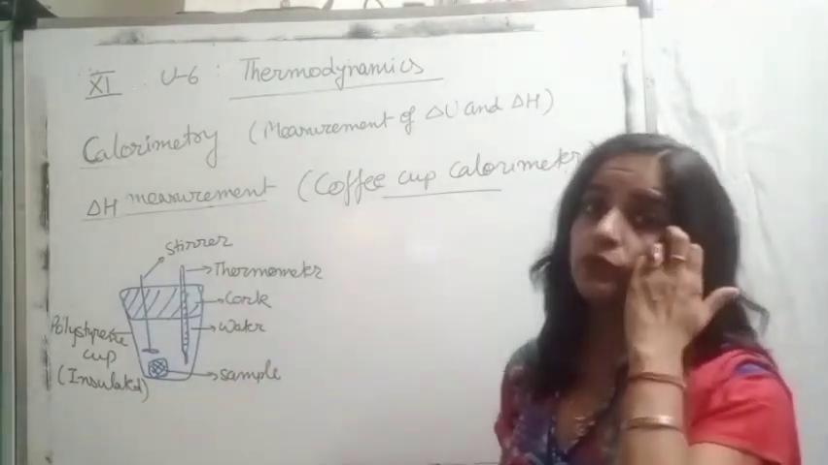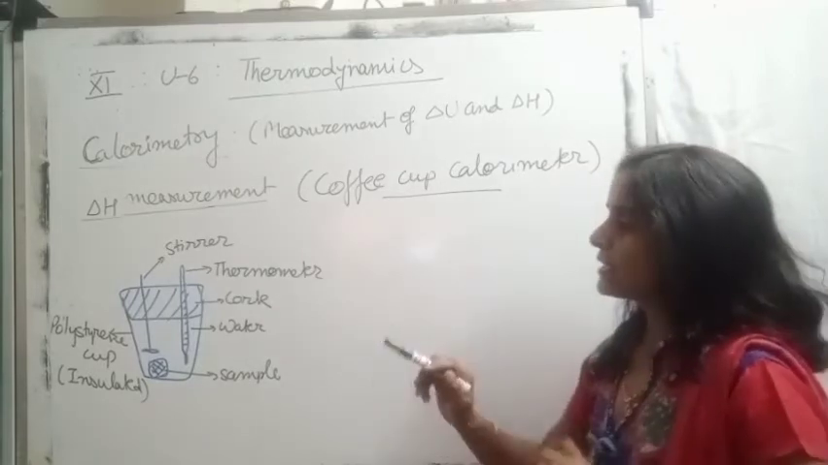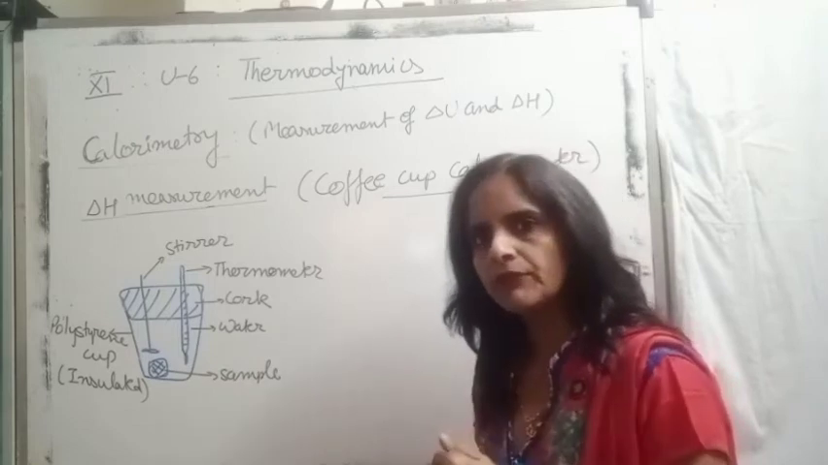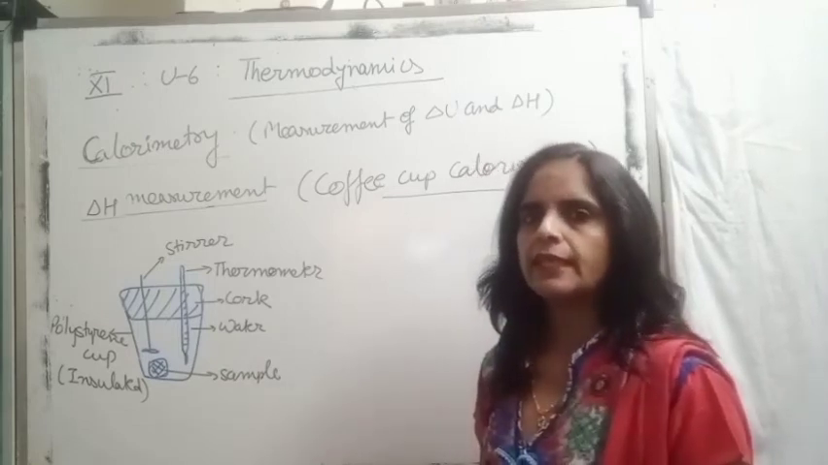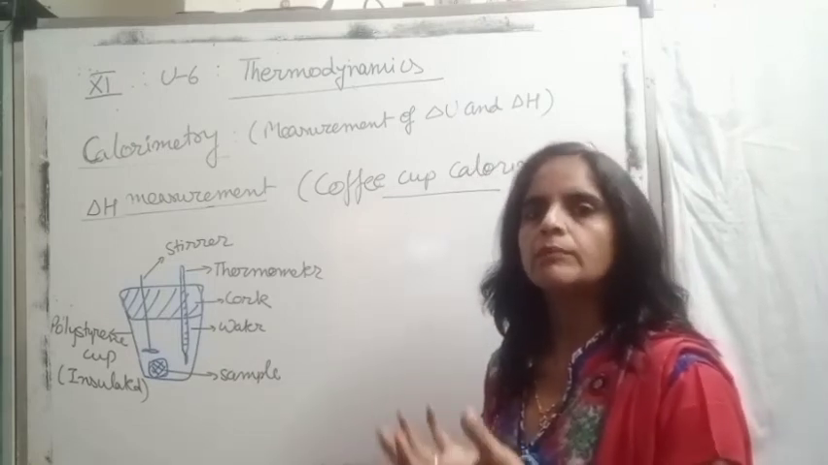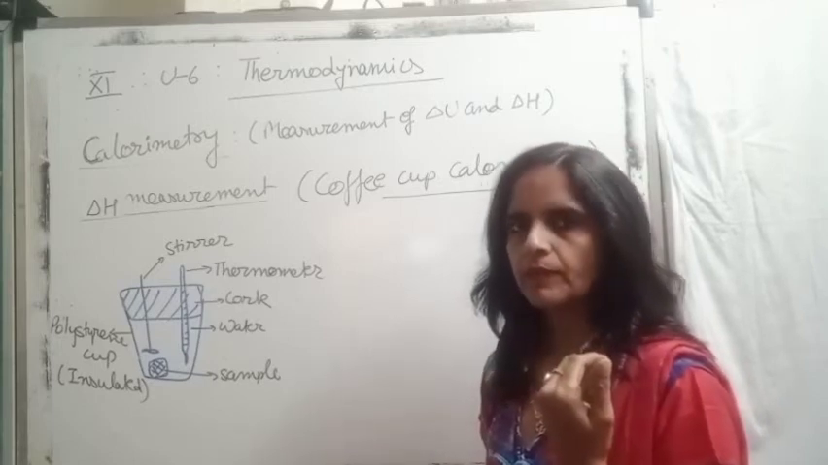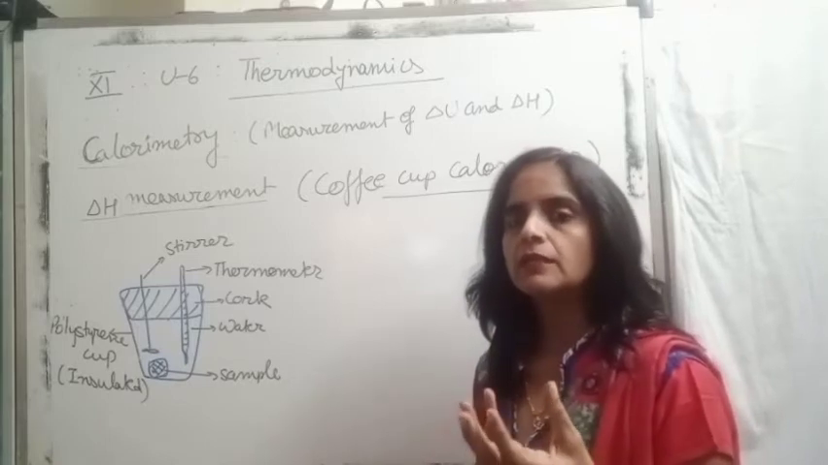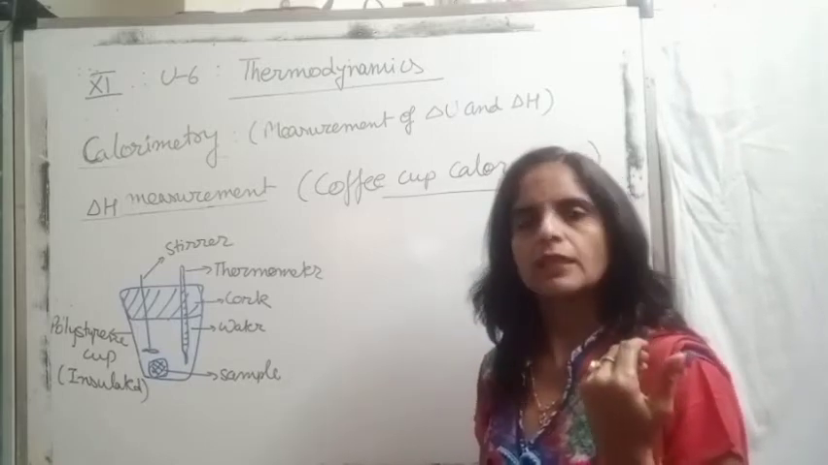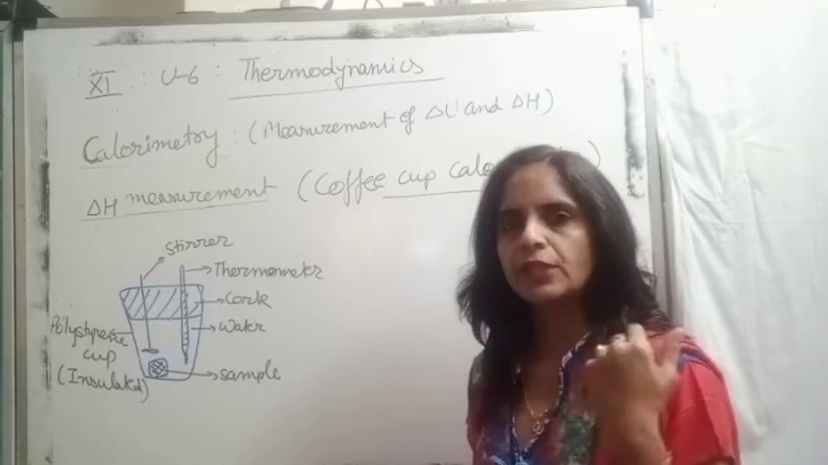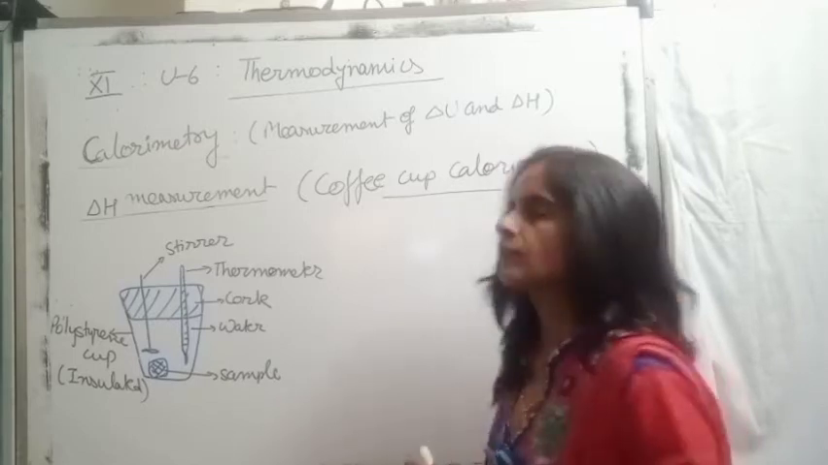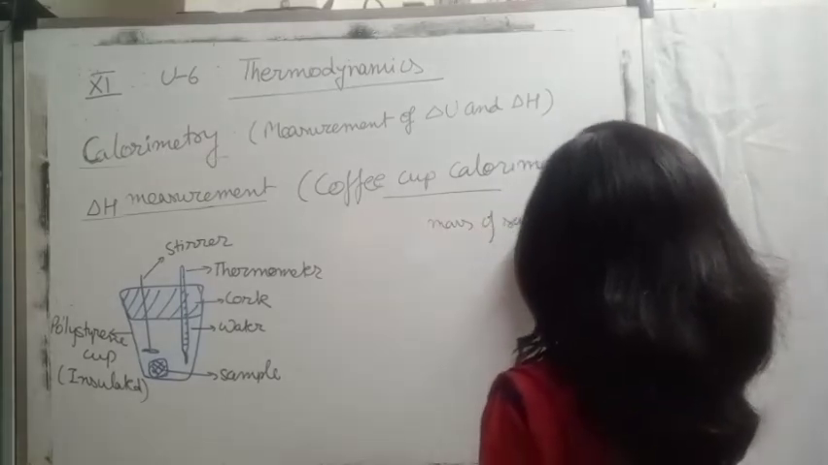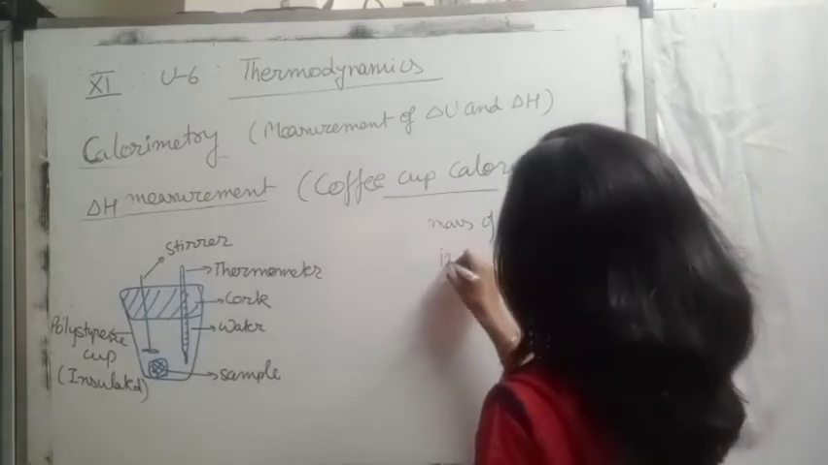Now how do we carry out this process? First you take the sample in a similar way as we did in the previous case. Before starting the experiment, note down the mass of this sample. After noting down the mass of the sample, heat the sample up to a particular temperature. Similarly, let T1 be the initial temperature of the sample. Mass of sample, and we have to check the initial temperature.